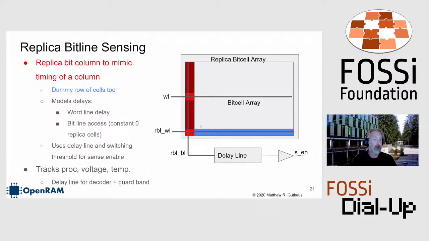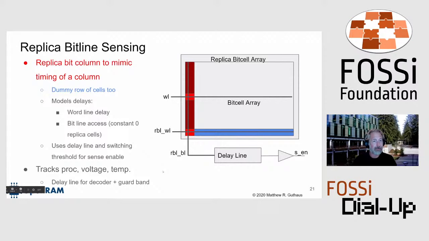Now, we also add in here a delay line. This is to account for the additional delay of the decoder circuitry and to match that. And then this turns on the sense enable signal for all of the rest of the columns. The good thing about this is it tracks voltage, temperature, and process variations because we're using a part of the memory itself to generate the timing signals in order to turn on the other parts of the memory. And so you can also add this delay line to account for the decoder, but also to guard band it, to add a little bit of margin just in case. And that's a programmable thing that you can add to OpenRAM. And we actually add measurement stuff in simulation to verify that these signals are correct. So when you're doing simulation, it'll actually report an error if this sense enable is not turned on at an appropriate time.